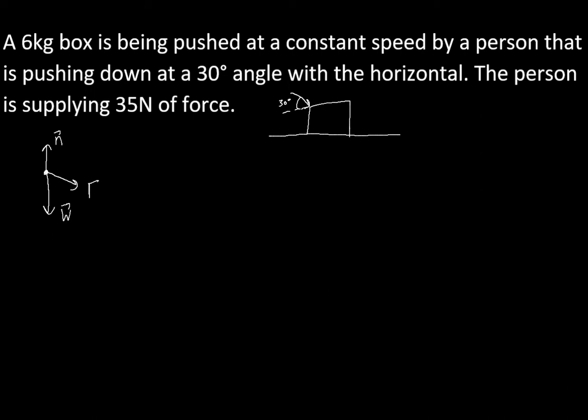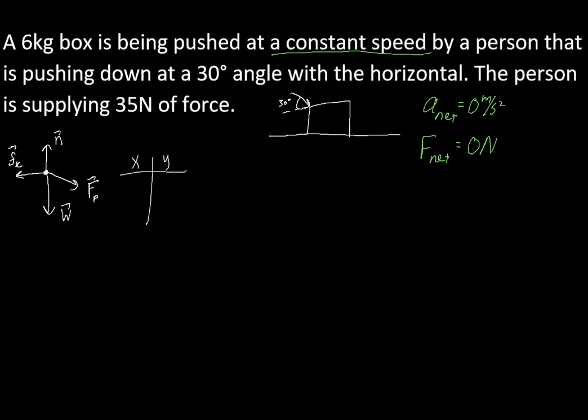So here is the force of the person. Force of the person. And again, it says that it's moving at a constant speed, so we can again assume that there is a frictional force here. Because it says a constant speed, we can say that the net acceleration is 0. Because the net acceleration is 0, the net force has to also be 0.